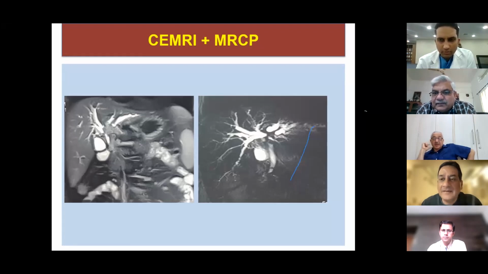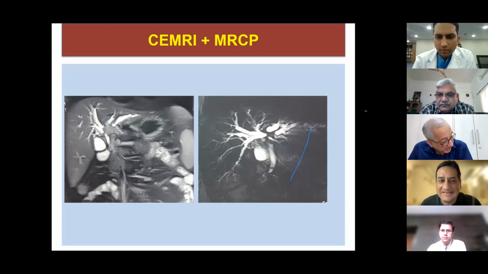Yes, sir. This again, one more point, since the image is here. See, bilirubin is now 14, 15. Is it so? 19, sir. 19. And look at the bile ducts. The central bile ducts are distended. Yes, sir.